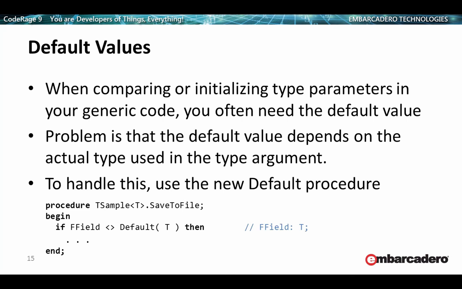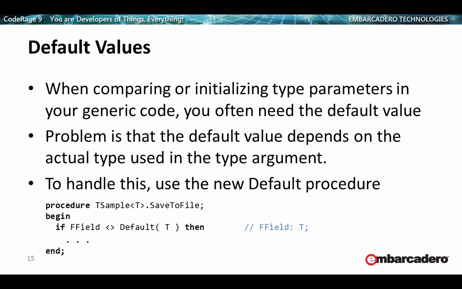Last piece, one of the things you might often find is when you're dealing with T, these type parameters, because they can be different types once you instantiate them, your coding logic may need the default value for that particular type. The default value for a class reference is nil, a default value for an integer is 0. They are not the same.